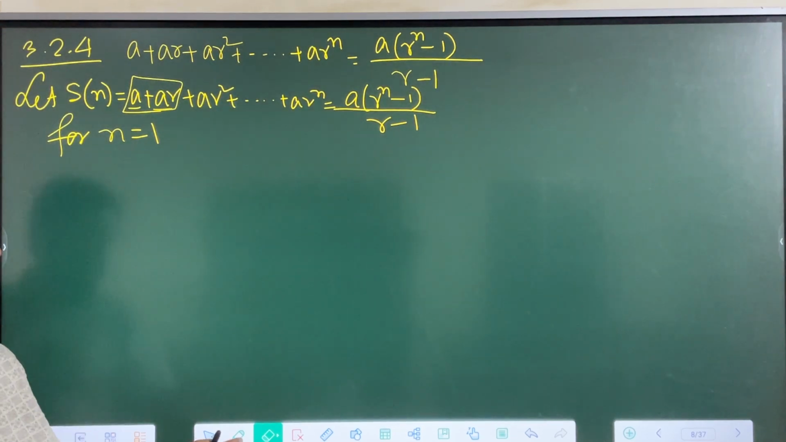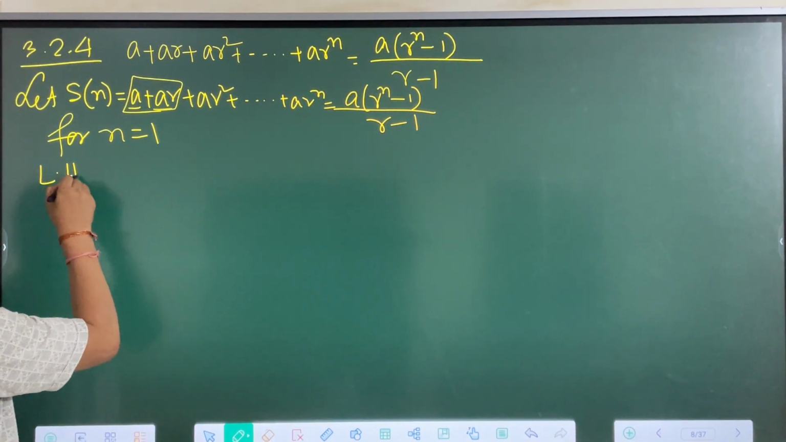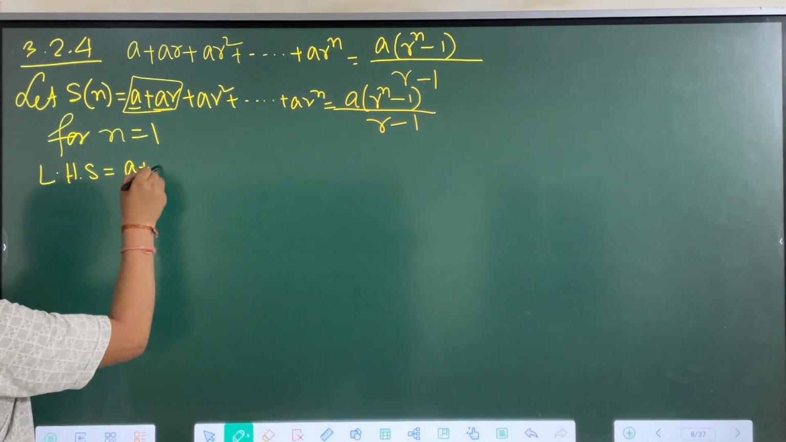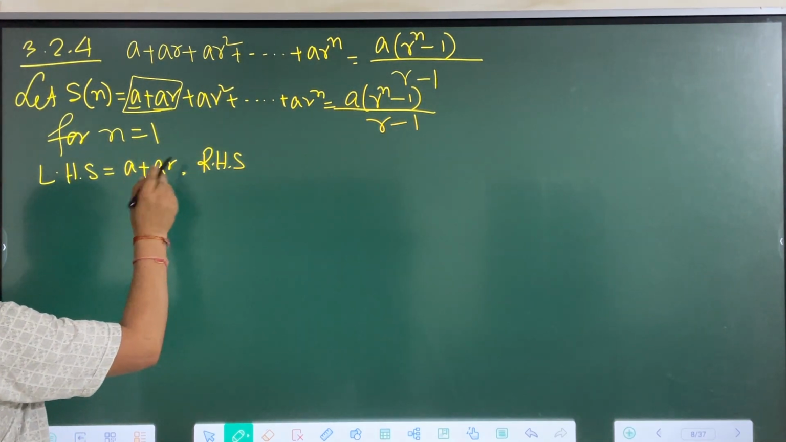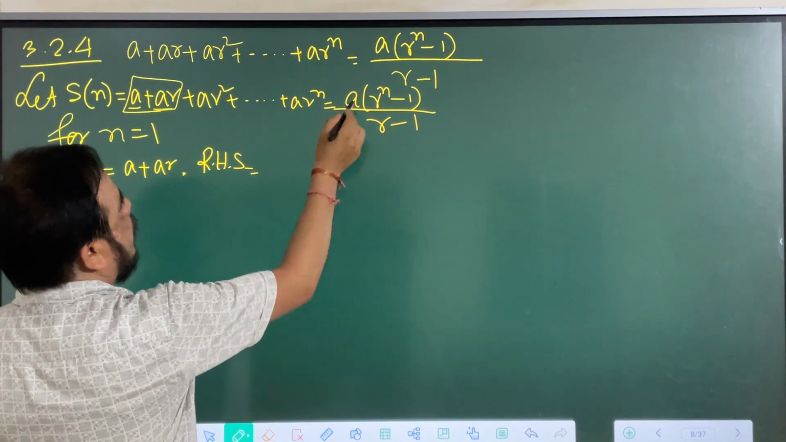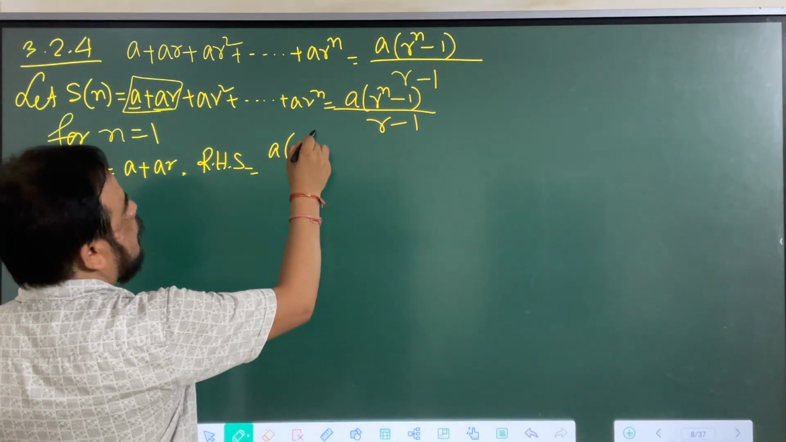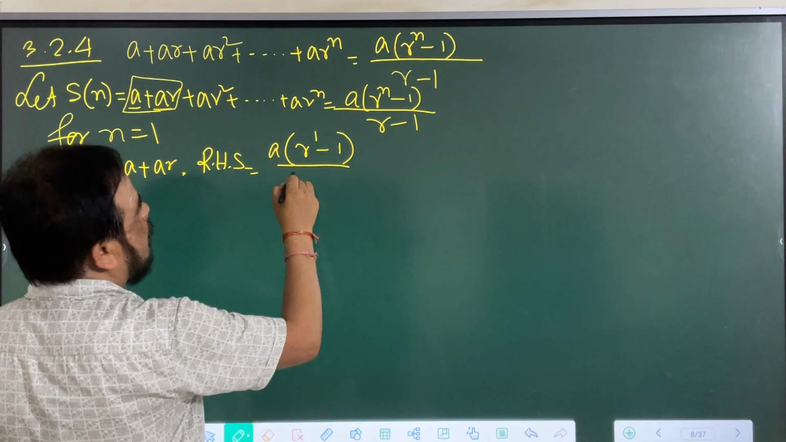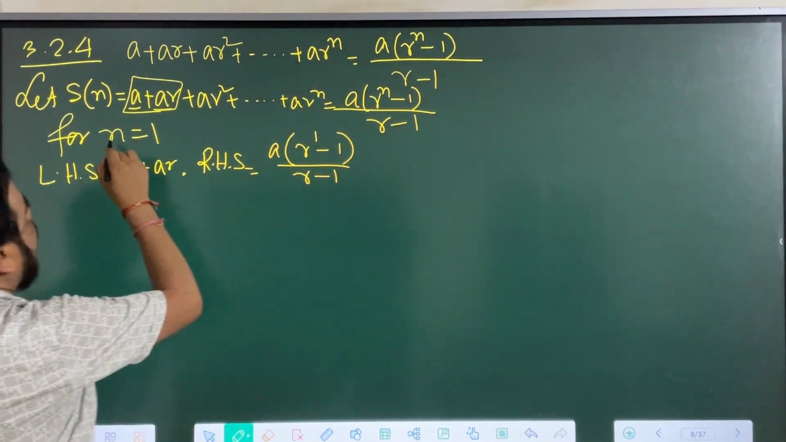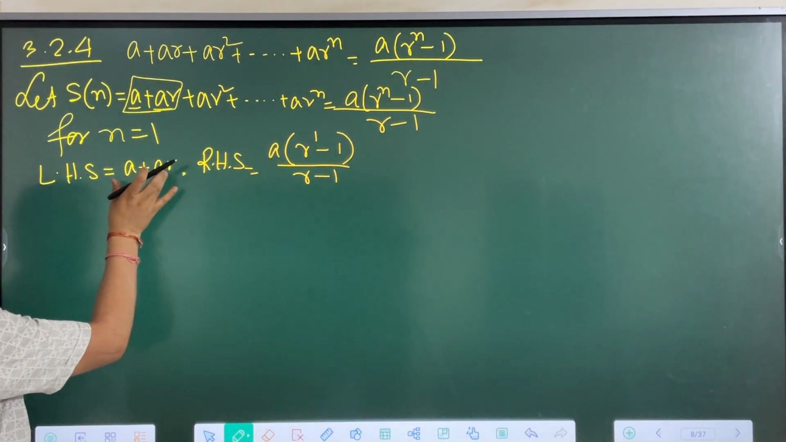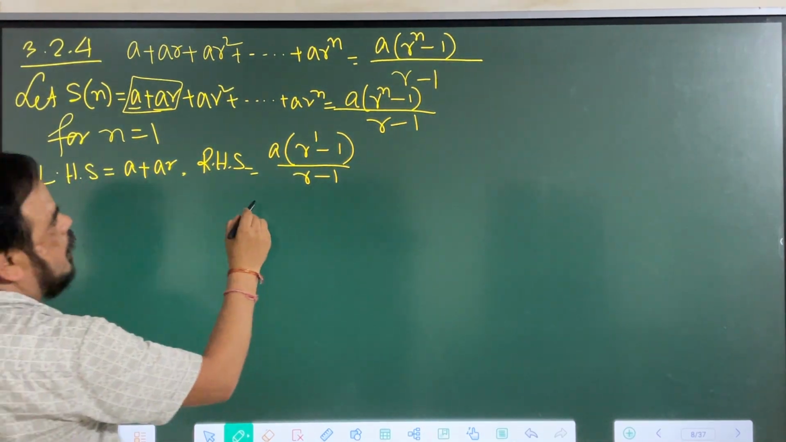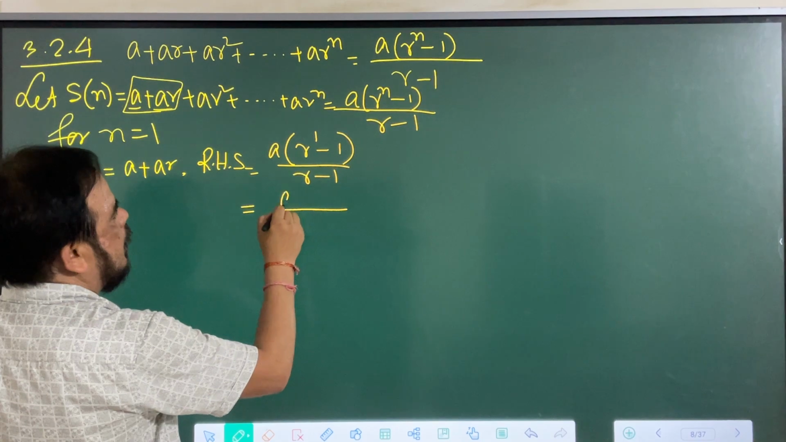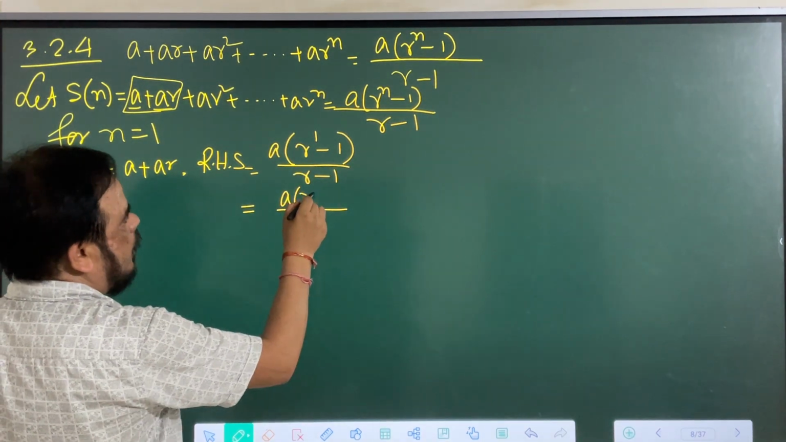That means I am supposed to write the left hand side. Left hand side is A plus AR. Now we will go to the right hand side. A and AR we cannot add. So A R to the power 1 minus 1 by R minus 1, in place of n, 1. Here there is no n. So A plus AR cannot add, we will keep it as it is. So this one, let us do the calculation. A R to the power 1 is R only.